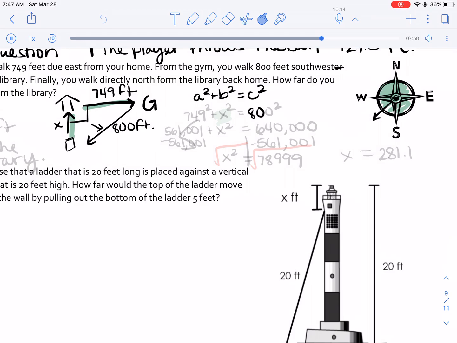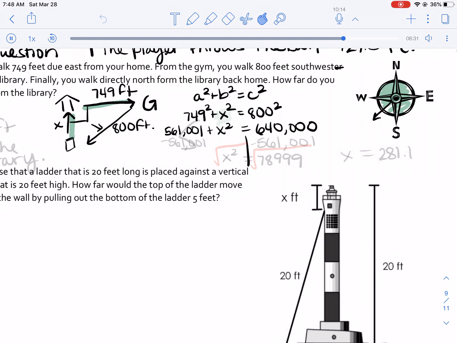Our C is 800, so I'm going to put that over there. And then I'm going to put 749 in for A and X in for B. Now remember, A and B, it doesn't really matter, but C does. So it always needs to be that side across from the right angle. Then I'm going to simplify these numbers by squaring them. And my 749 squared is a giant number, 561,001, plus X squared equals 640,000.